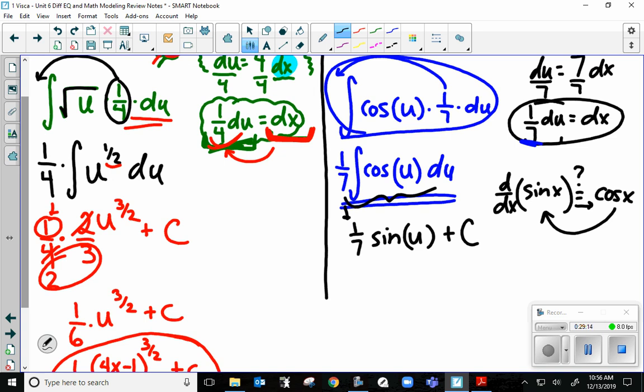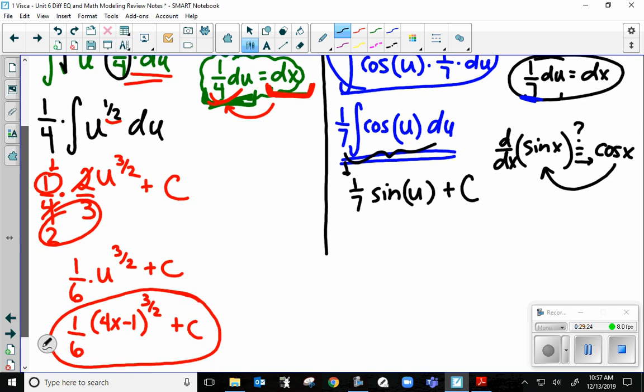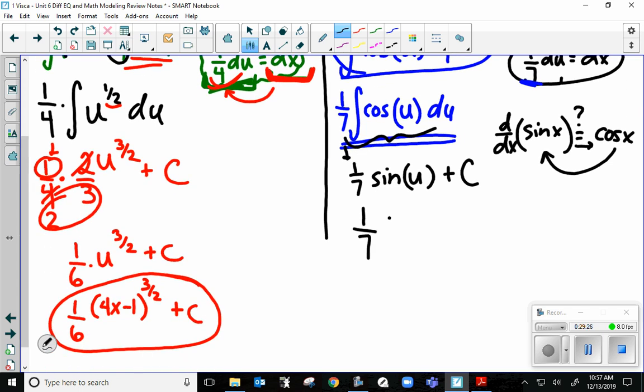My answer is an expression, so I need an expression back in. So 7x plus 5 is going to go back in for my u. So it's 1/7 sine of 7x plus 5 plus c. If you want to multiply these two together, I can write it like this over 7. That's fine, but you don't need to. If it's short answer, you can leave it like that. That is a very bad 7. There you go. That's good.